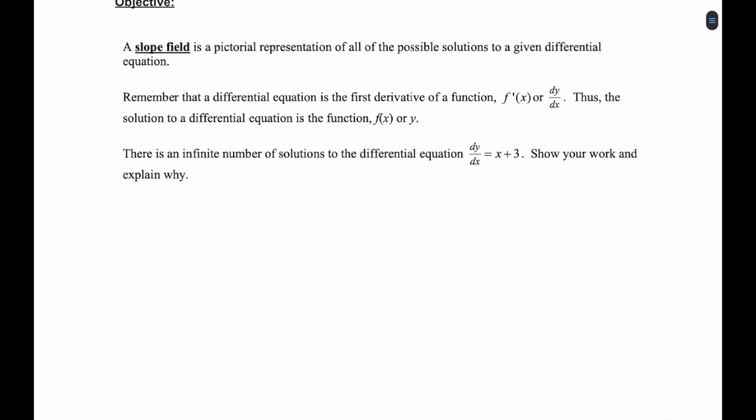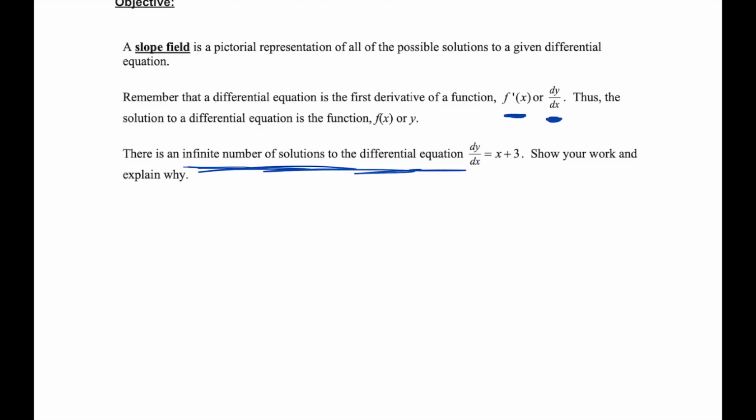Let's talk about what a slope field is. It's a picture representation of all of the possible solutions to a differential equation. And so the differential equation is just an equation that represents the derivative of a function, right? The slope of the tangent line at a given point. And so if you can back upwards, you can go up to the original function, but here is the problem. There are an infinite number of solutions to these differential equations.